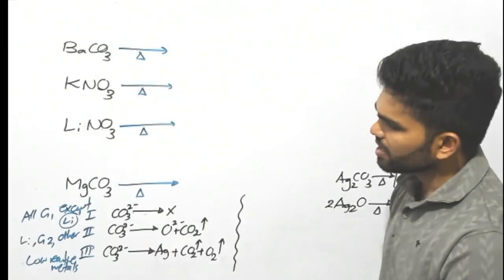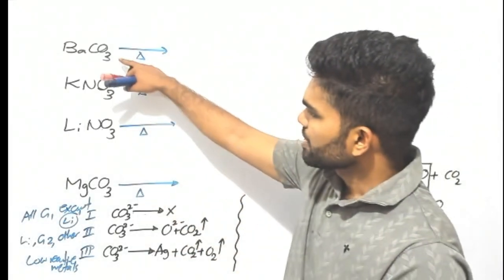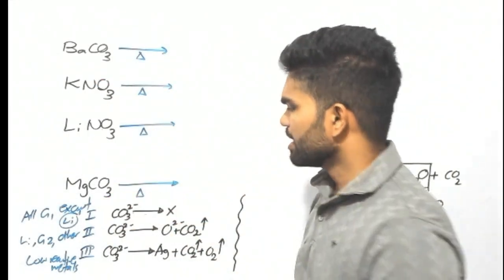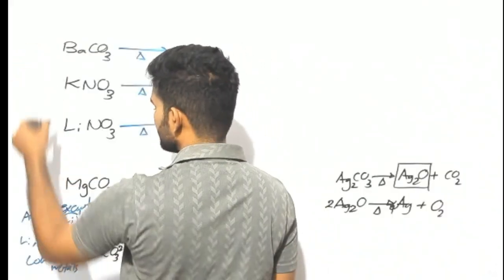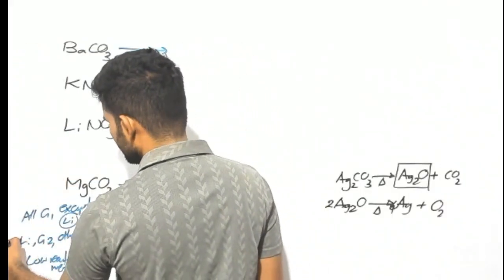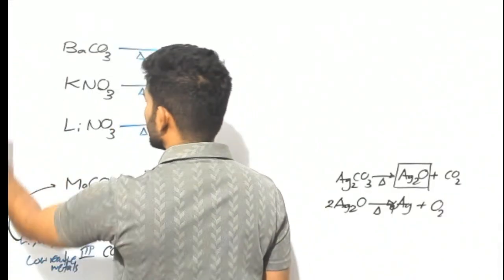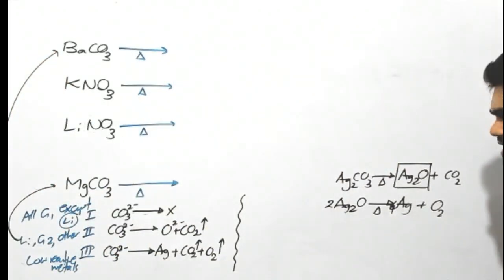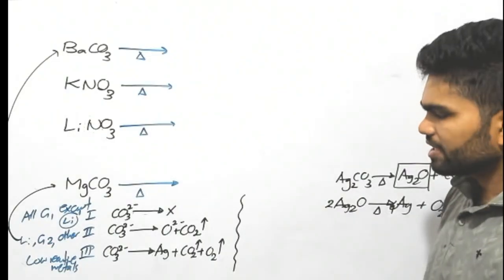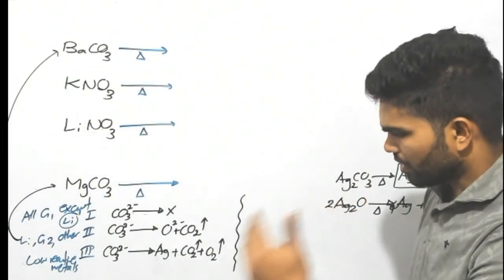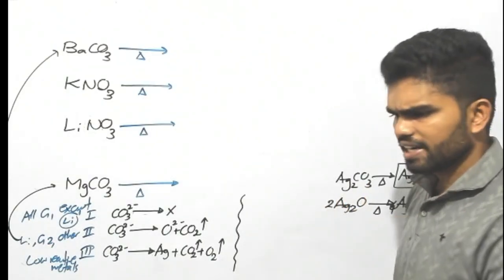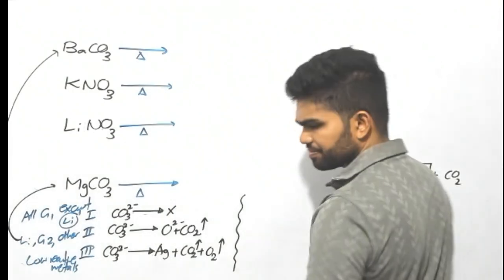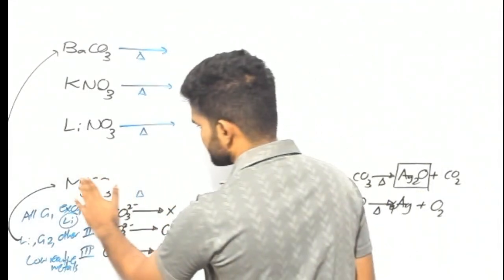Right? But if you analyze our carbonates, both barium carbonate and magnesium carbonate are in the second category carbonates. Second category carbonates. Understood? Second category carbonate. So then they would be decomposing to give you what? Oxide and carbon dioxide. So we'll write the reactions also here itself. I think it would be better.